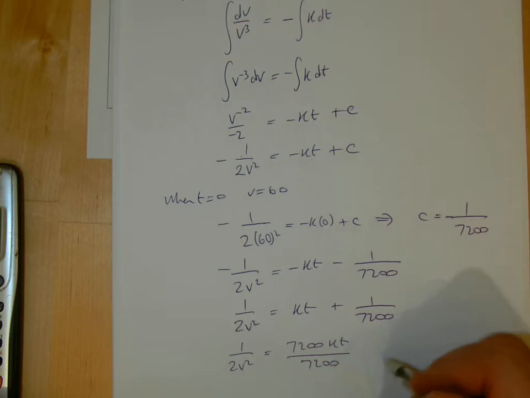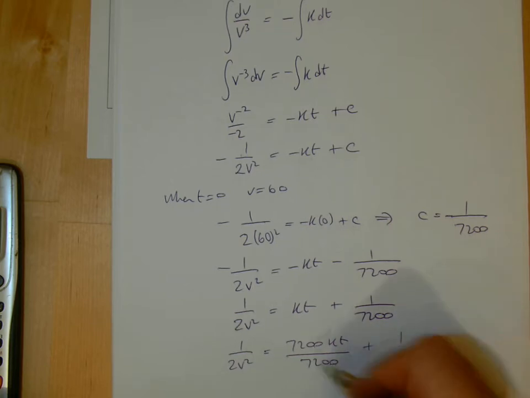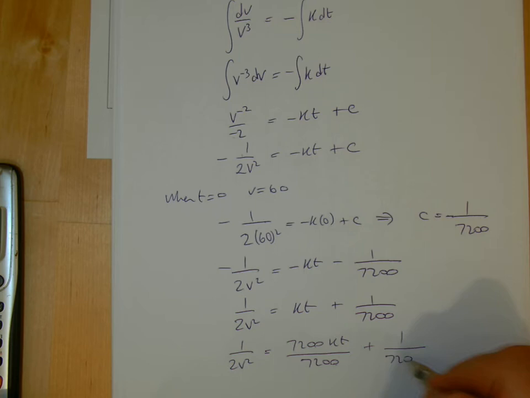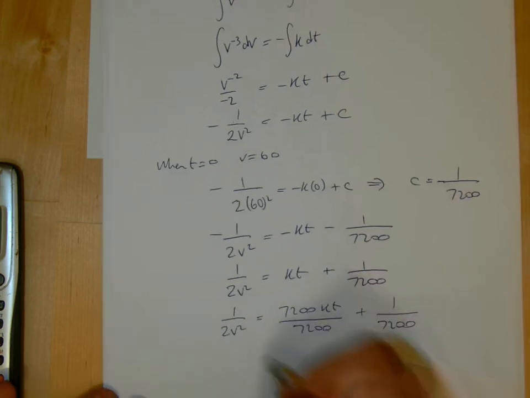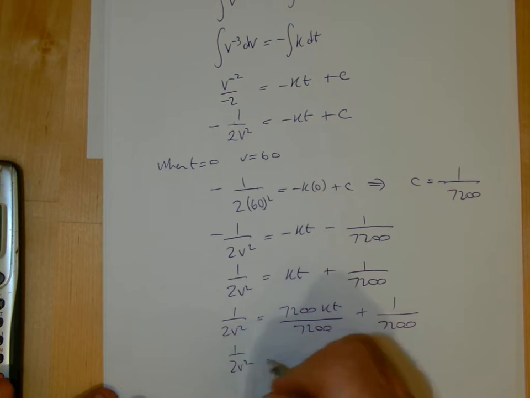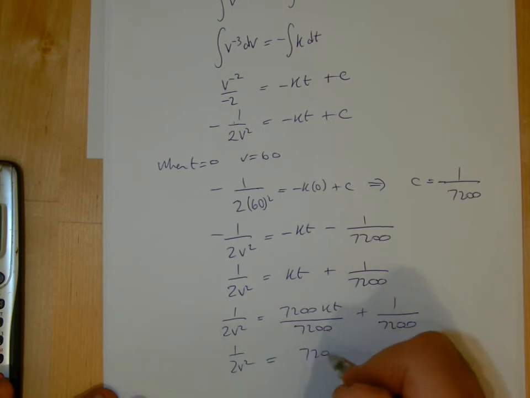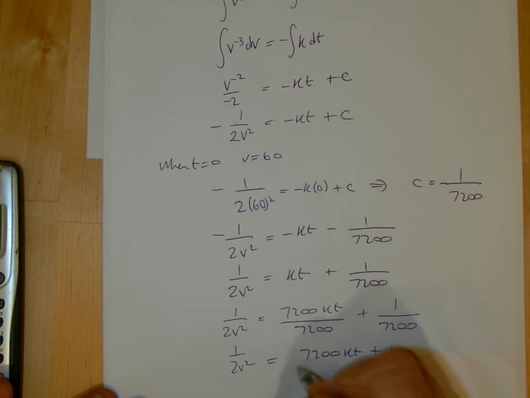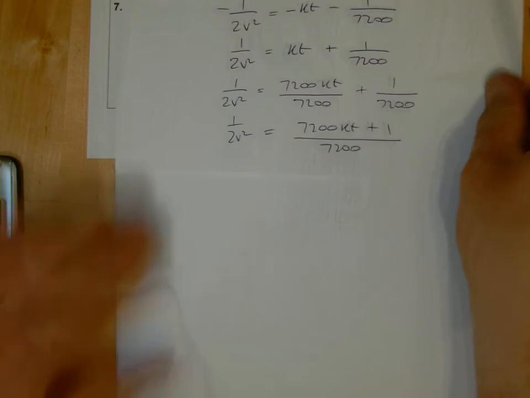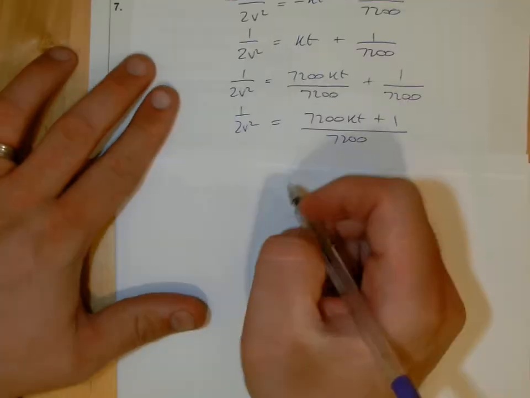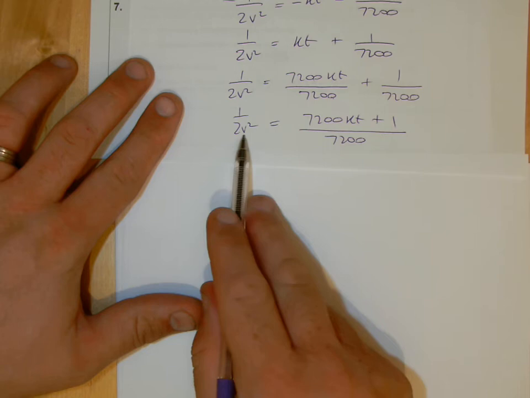So I've got a denominator of 7,200. Of course, when you divide, that's just 1, so I'm not doing anything wrong. Okay, and because the fractions then have the same denominators, I can put them together. So I get 7,200kt plus 1 over 7,200. Okay, and then I can use this to get my v squared, almost.